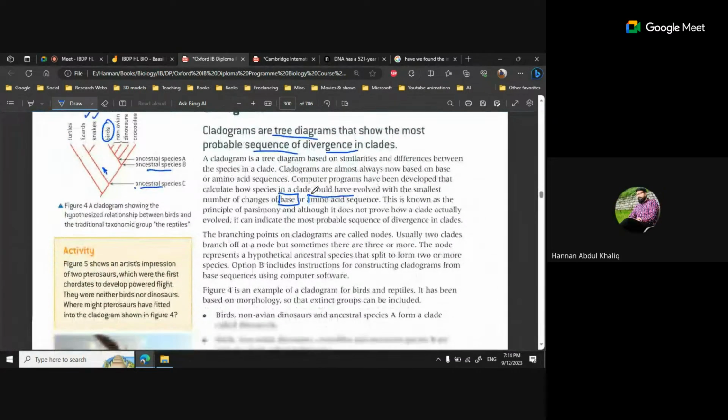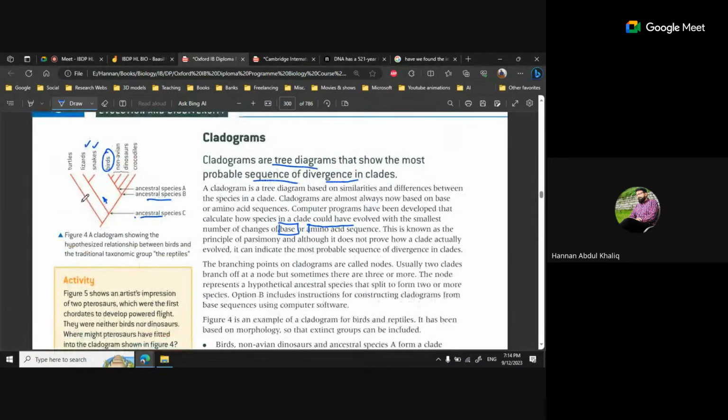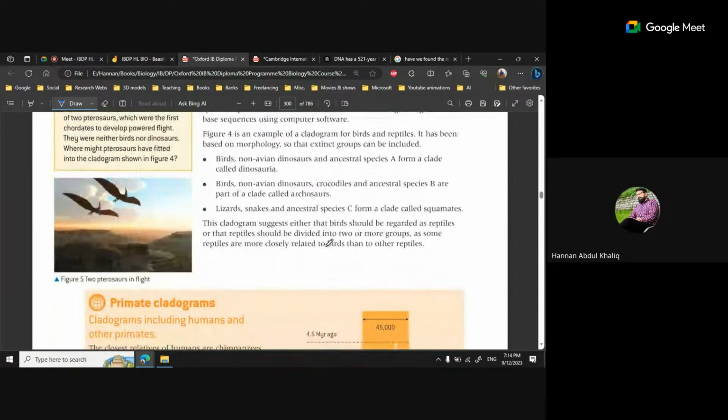All right. The branching points are called nodes. Two clades branch off. This is actually a dichotomous tree, by the way, because it shows the dichotomy. It splits into two, as I mentioned, on the basis of one, two, or more characteristics. So it also looks like a dichotomous key. Anyways, then comes the explanation of the cladogram.